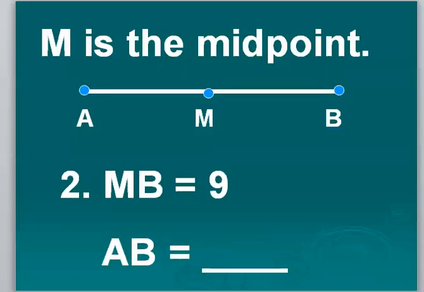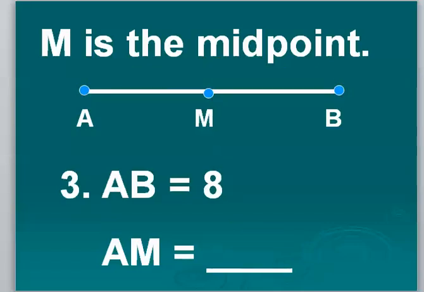Same picture for all of these midpoints. A and B are the endpoints, M is the midpoint. This time they tell us that MB, the length between those 2 points, is 9, and they want the length of AB. Now, AB includes both halves, so it would be 9 plus 9, and the entire length is 18. Pay really close attention to whether they're asking you for another half or they're asking you for the whole. If they give you a half and ask for the whole, you double it.